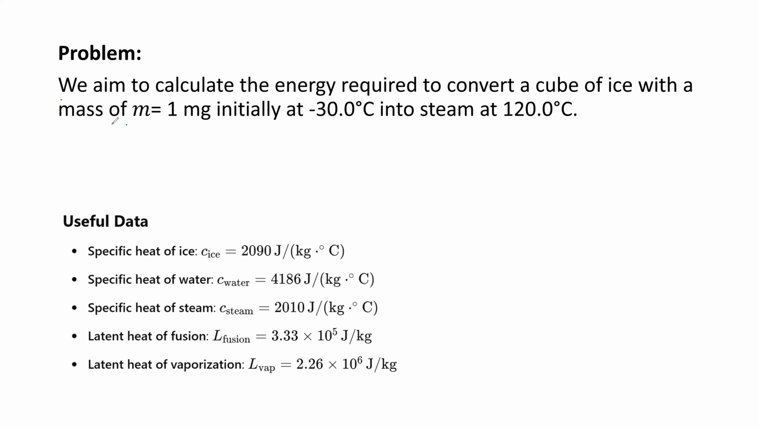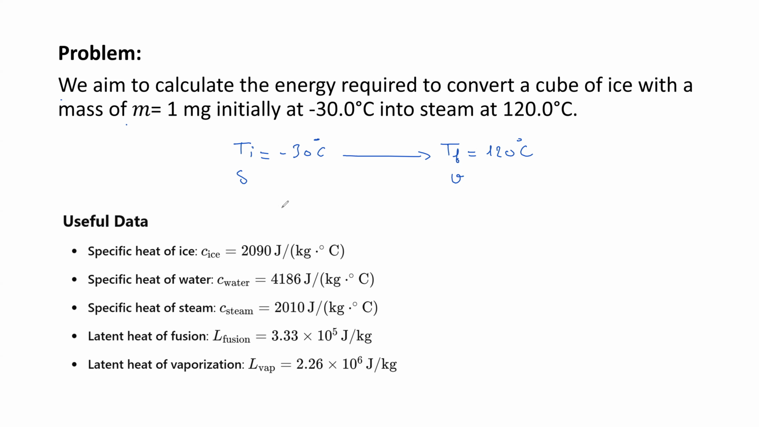In this problem, we want to understand the latent heat and phase changes, how we can calculate the energy required to pass from one state to another state with phase change or no phase change. First of all, we have a cube of ice with a mass of 1 milligram. Initially, we have a solid state object at a temperature equal to minus 30 degrees. We pass to the final state with a temperature of 120 degrees, and we have a vapor state.